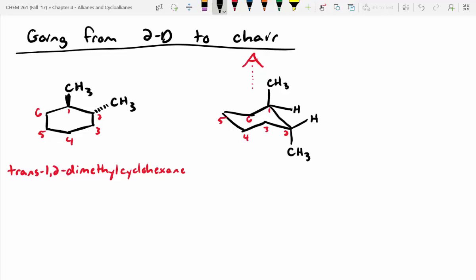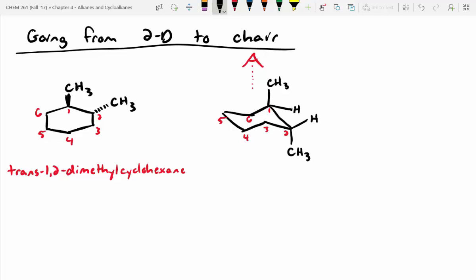I was going to ask, why would it be trans then? Yeah, that's a great question. You see how this methyl group off of carbon 1 is closer to your eye, so it's on the top face, where this methyl group is on the bottom face. Because they're on opposite faces, they're called trans. Cis would be if they're on the same face.